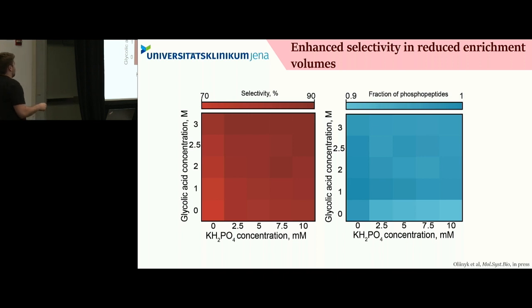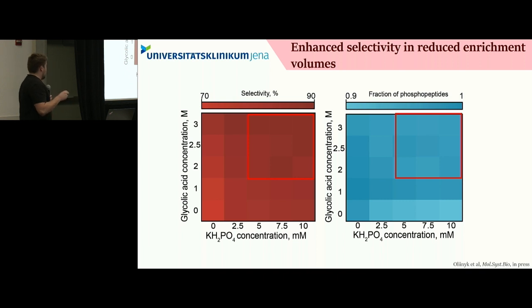And if you, for example, just increase the concentration of the monopotassium phosphate without adding the glycolic acid, you achieve pretty good quality of enrichment, but with a decrease in the relative fraction of the phosphopeptides, meaning that too high a concentration of monopotassium phosphate is actually bad for the number of identifications. But if you combine them, you reach this very nice and very wide plateau of optimal performance, both in terms of selectivity and the number of identifications.